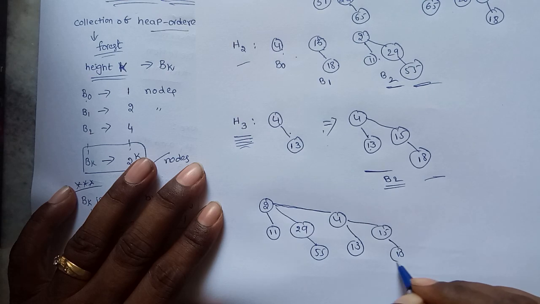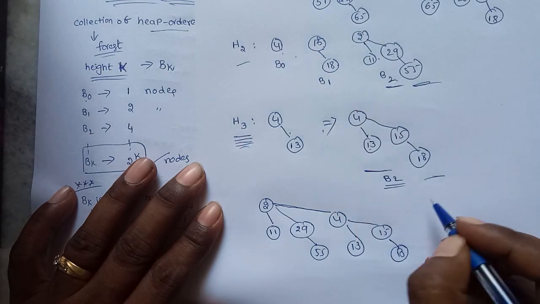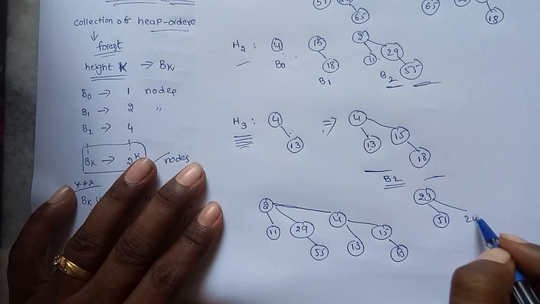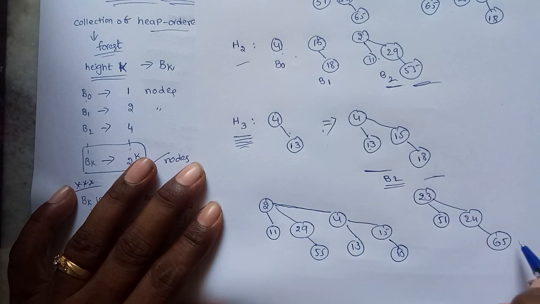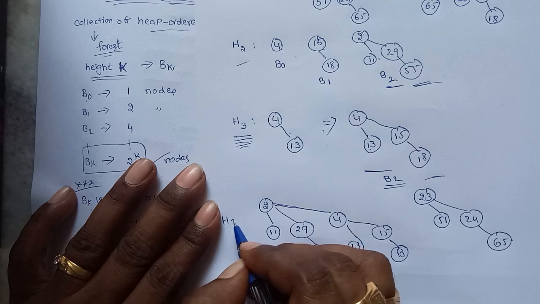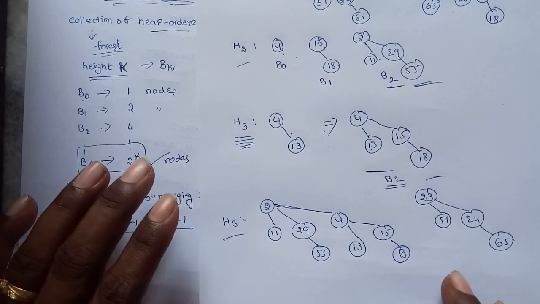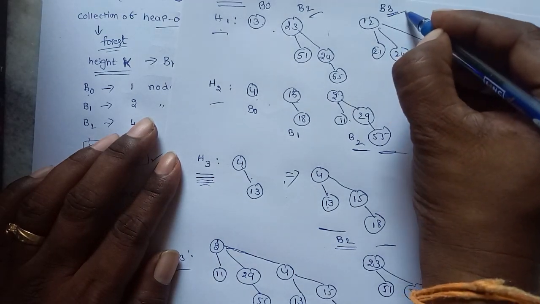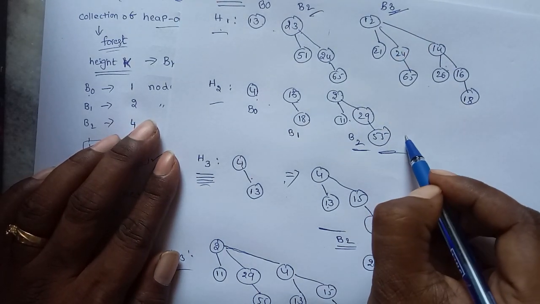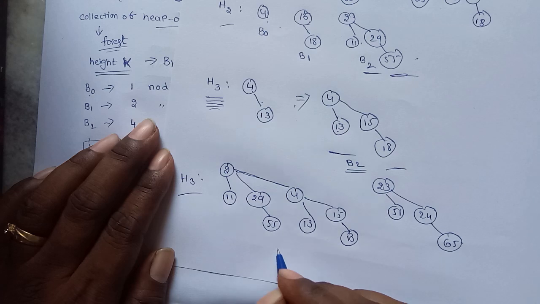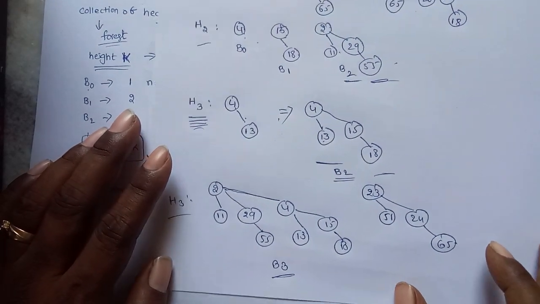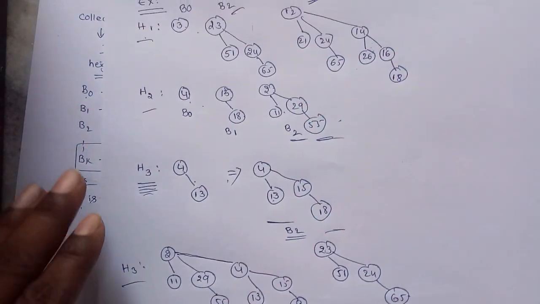15 and 18. And write this one also. 23, 51, 24 and 65. Now H3 becomes this one. Now check: H1 contains B3, H2 does not contain any B3, H3 contains B3. Now we have 2 B3s. So 2 B3s merged form B4.